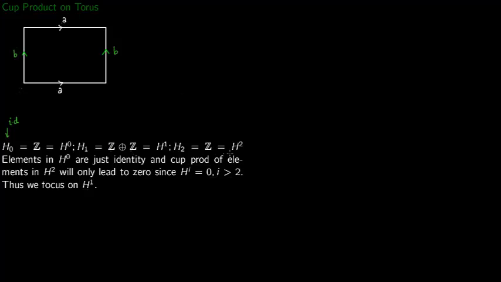On the other hand, consider elements here in H2. So you cup elements in H2 with elements in H2. If you take an element in H2 and cup it with H2, you land up in H4. But this will only lead to 0 because higher cohomology groups are all 0. Similarly, if you take an element in H2 and cup with an element in H1, this will lead you to H3, 2 plus 1, 3. And H3 is again 0. So higher elements are 0. So the only thing we need to focus on is the first homology or cohomology group. So we focus on this.